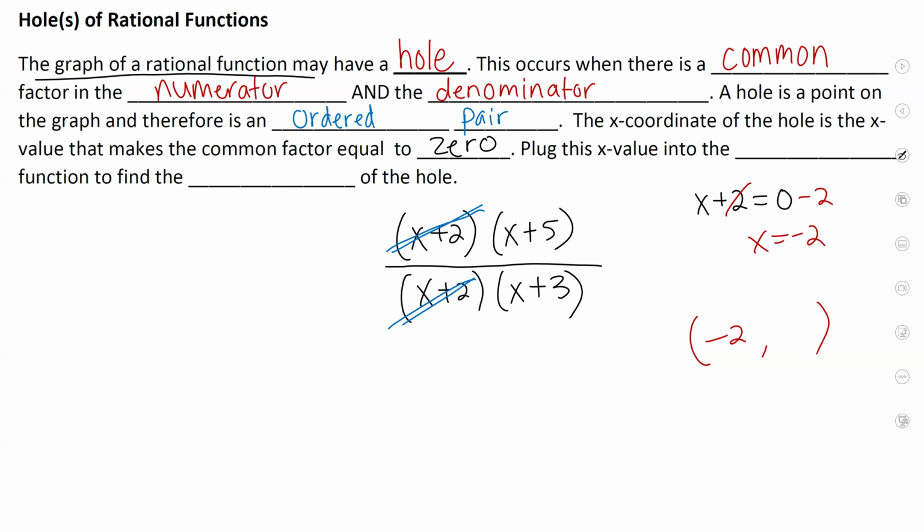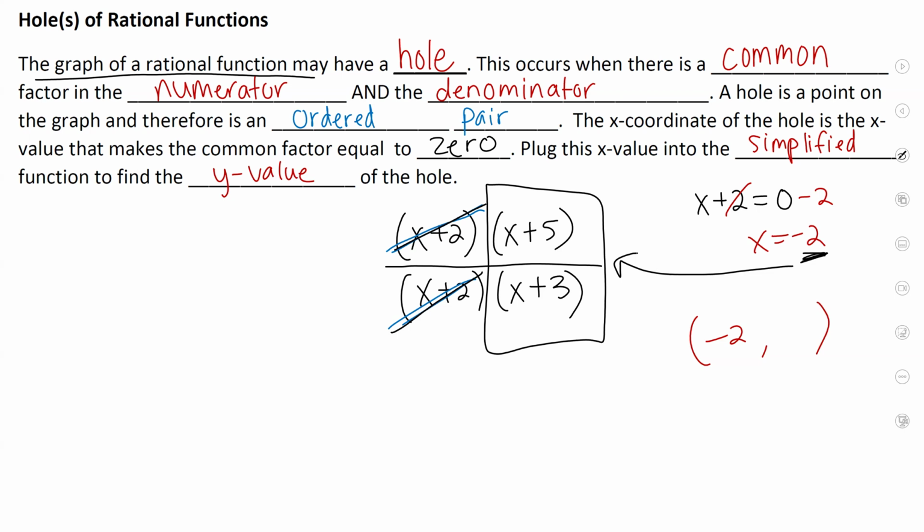Plug this value into the simplified function. Write the word simplified to find the y value. Okay. So notice, guys, these are what was in common, x plus 2 and x plus 2. So what's left? What's left? Yep, so this is a simplified function. What this is saying is plug this x value into the simplified function. And then that's how you'll find the y value. So plug in a -2, plug in a -2, and you'll get a number. Okay, so that is what the notes say.